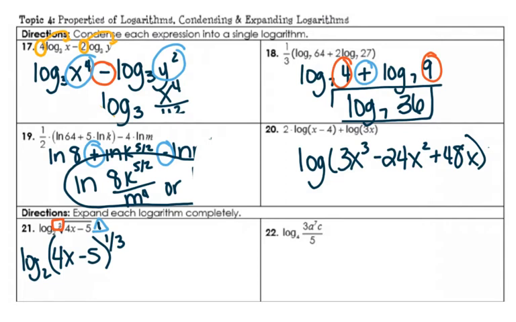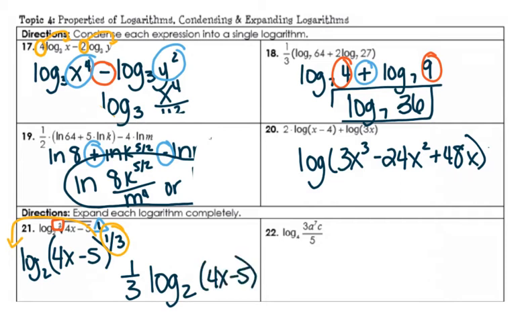Okay, so now what I can do is, because I have an exponent, I can move it to the front of the word log. So 1/3 log base 2 4x minus 5. So that would be my answer.